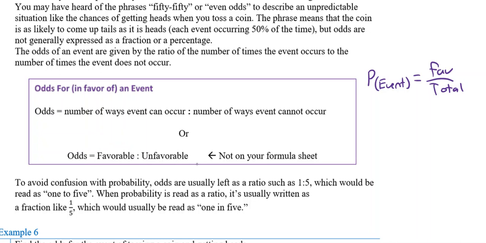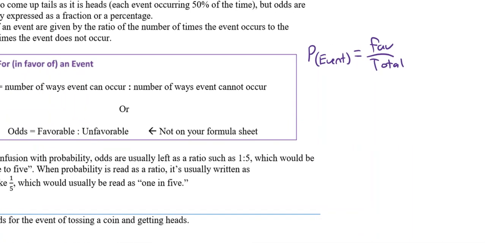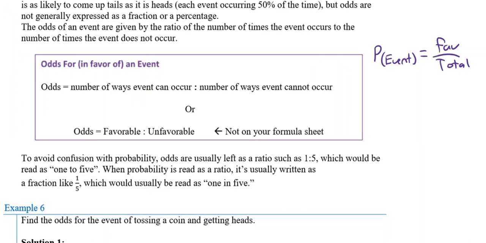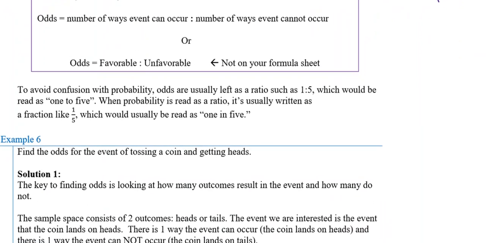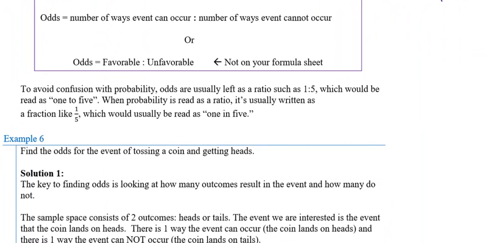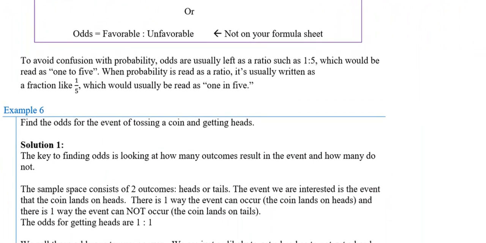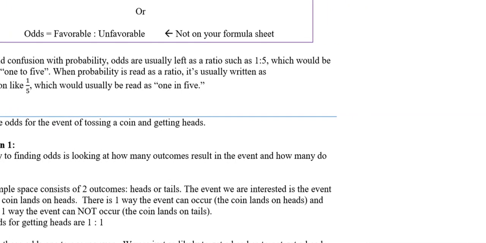Let's look at this example. It says, find the odds for an event of tossing a coin and getting heads. Okay, so let's do both. Let's find the probability and find the odds. So the probability of heads would be favorable over total. There's only one head, so I'll say 1 over 2, which would be 0.5 or 50%, right? So you could say both of those things for probability.